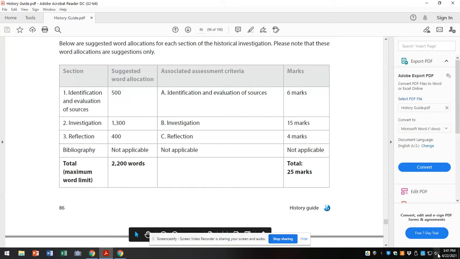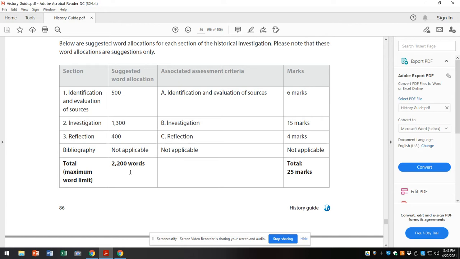All right, this video is designed to explain to you very briefly how you do the History IA Section C, which is the reflection. Before I talk about that, you remember that your IA has a maximum of 2,200 words.